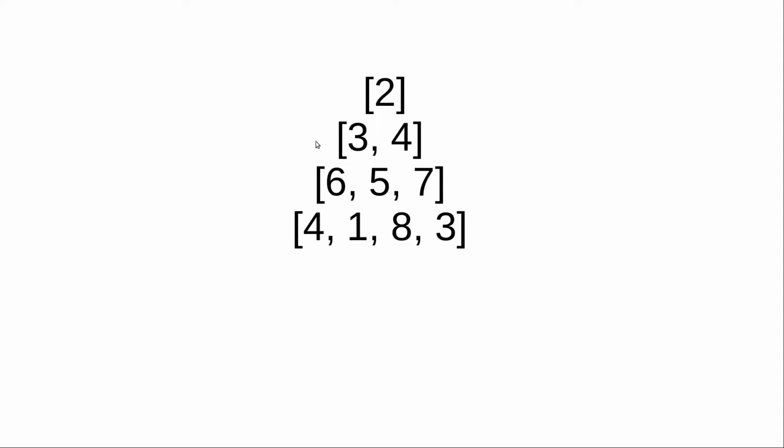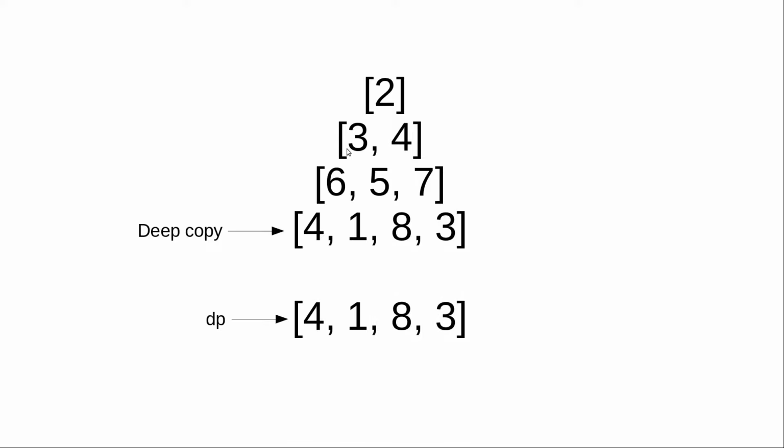Now, how do we solve it using dynamic programming? So first, we'll make a deep copy of the last row. We'll call it DP. Now, like I said, we'll start from the row just above the last row. In this case, it's row 2. Now, let's look at the algorithm.